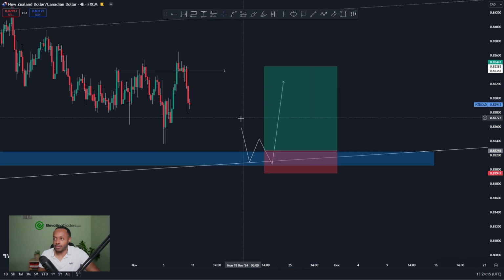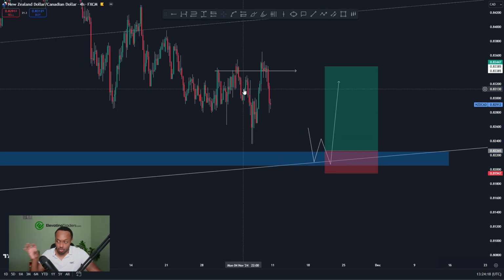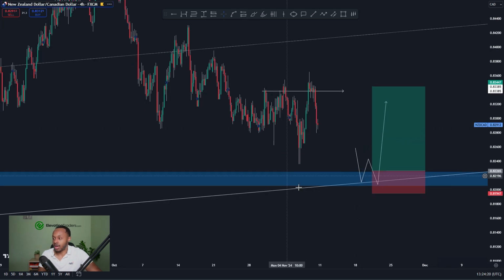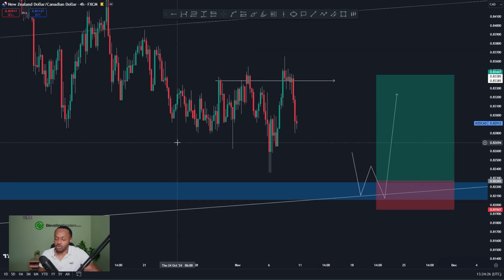But for now, I think there's some nice buys could set up next week. Of course, we'll see how price reacts. But this is really where I want to get involved with New Zealand CAD and kind of stay away from those ranges, really in choppy price action.